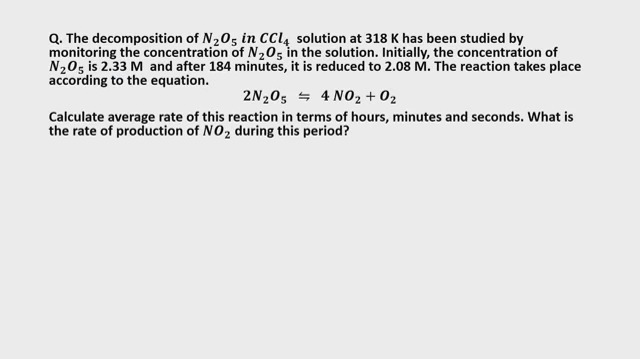Next question. The decomposition of N2O5 in CCl4 solution at 318 K has been studied by monitoring the concentration of N2O5 in the solution. Initially, the concentration of N2O5 is 2.33 M, and after 184 minutes it is reduced to 2.08 M. The reaction takes place according to the equation given below. Calculate the average rate of this reaction in terms of hours, minutes and seconds. What is the rate of production of NO2 during this period?